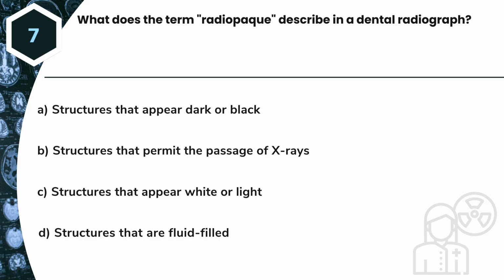Question 7. What does the term radiopaque describe in a dental radiograph? A. Structures that appear dark or black. B. Structures that permit the passage of X-rays. C. Structures that appear white or light. D. Structures that are fluid-filled.